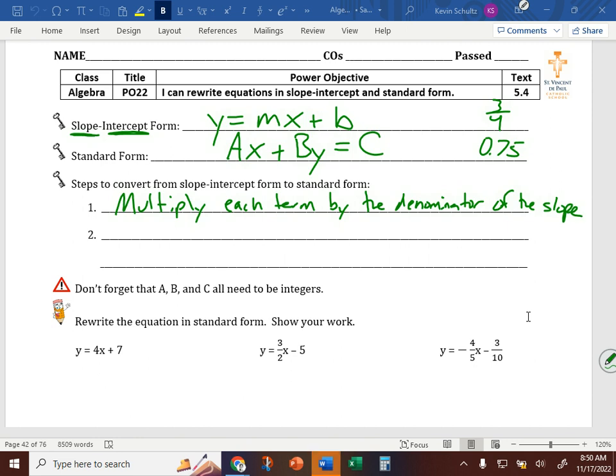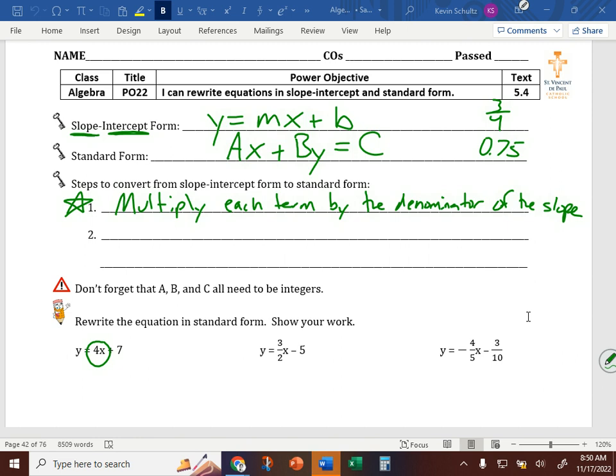You're going to multiply each term by the denominator of the slope, because what that does is it's going to eliminate the fraction from the equation. And when we start to do examples, you'll see how that happens. But for right now, multiply each term by the denominator of the slope. And here's the beauty of it. If your slope doesn't have a denominator, such as y equals 4x here, do you have to do step one? No. So this is kind of optional. You only do it if you have to.